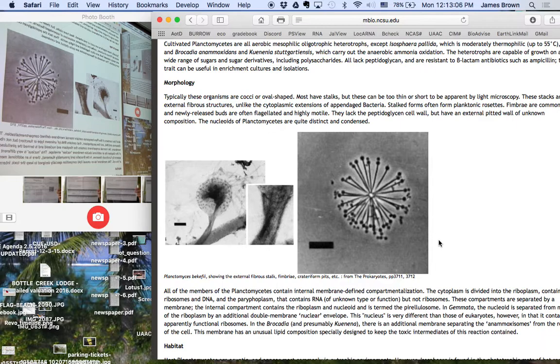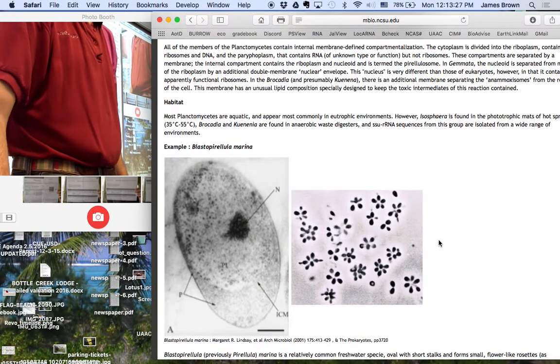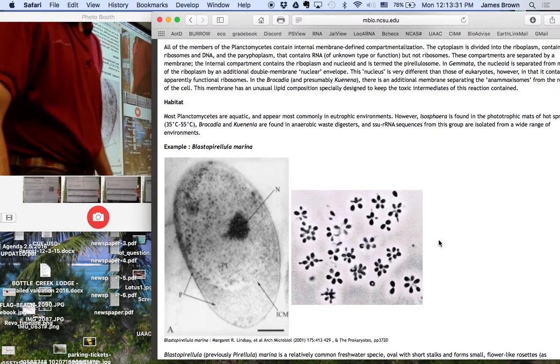They also have condensed nucleoids. So in most bacteria, the nucleoid is fairly dispersed in the center part of the cell. In these organisms, the nucleoid is condensed. This is also true in the diatoxide, by the way. These organisms are kind of defined by their internal cellular structure.